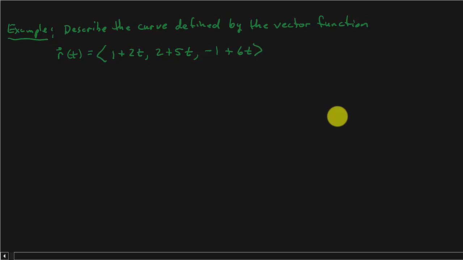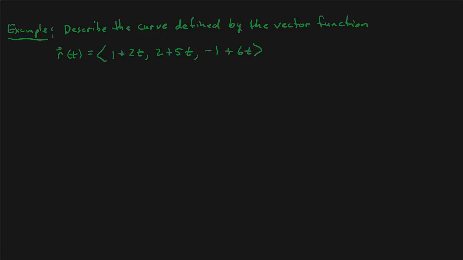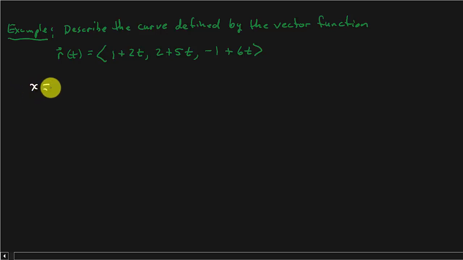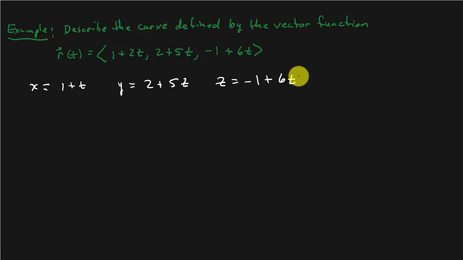So describe the curve defined by the vector function r of t is equal to 1 plus 2t, 2 plus 5t, and negative 1 plus 6t. All right, so it just says describe the curve. So let's talk about the curve and maybe even draw a graph of it. So we have x equals 1 plus t, y is equal to 2 plus 5t, and z is equal to negative 1 plus 6t. And what in the world is this?